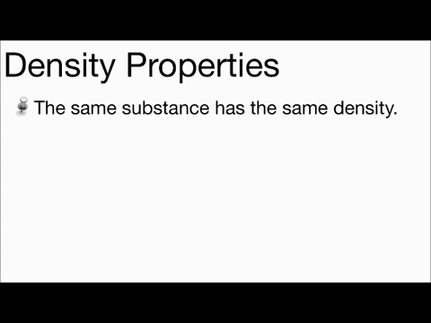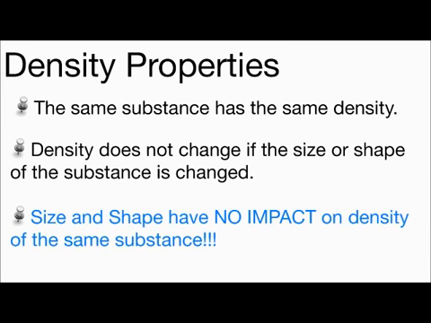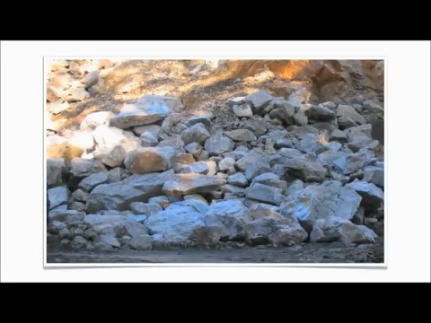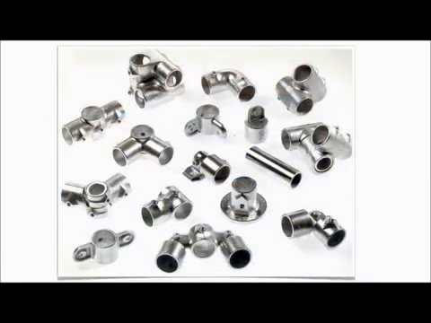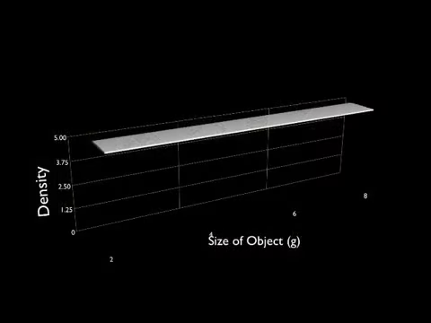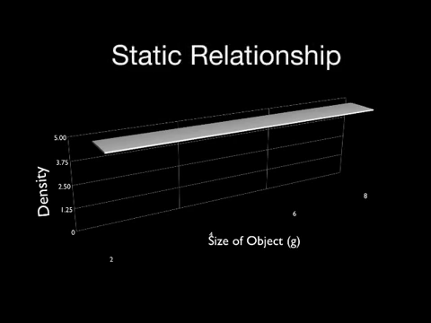Now, one of the big relationships is knowing that size and shape have no impact on density of the same substance. You could have a piece of aluminum, break it up into a bunch of different pieces in different shapes. What's going to happen is, because it's all aluminum, they're all going to have the same density. Pile of rocks all have the same density. All those aluminum fittings all have the same density. And again, that relationship, size and shape compared to density, is a static relationship.